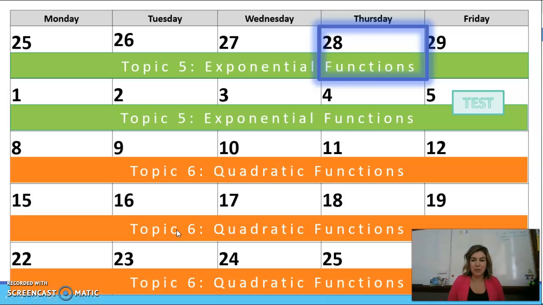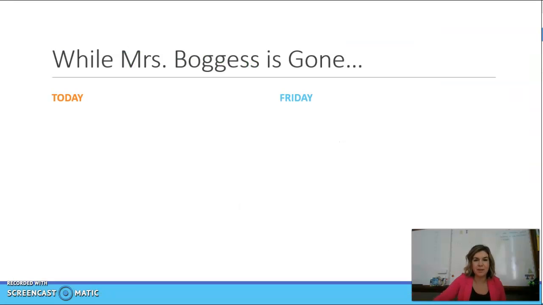Every day I like to start class with a calendar, so here is a calendar of where we are at. Today is Thursday, January 29th, and you have a body of evidence today in class as well as working through some of these lessons. Our unit test will be next Friday, February 5th. So today, while I'm gone, there are some things that I would like you to get done. There are things for today and then some things for tomorrow as well.